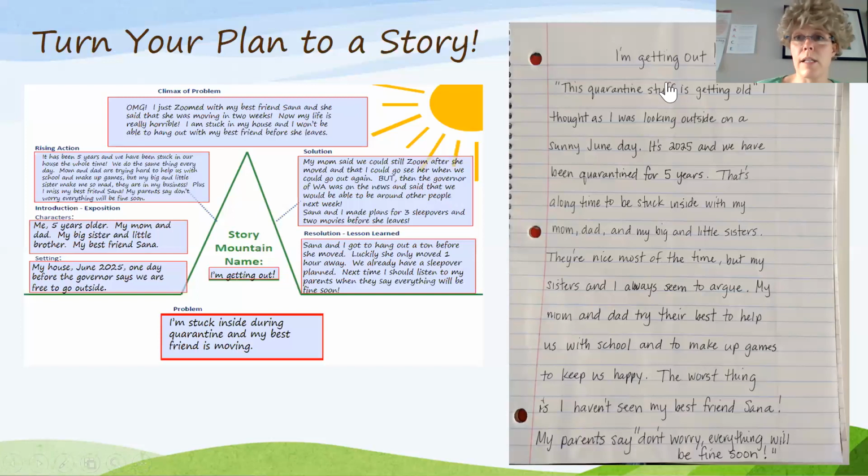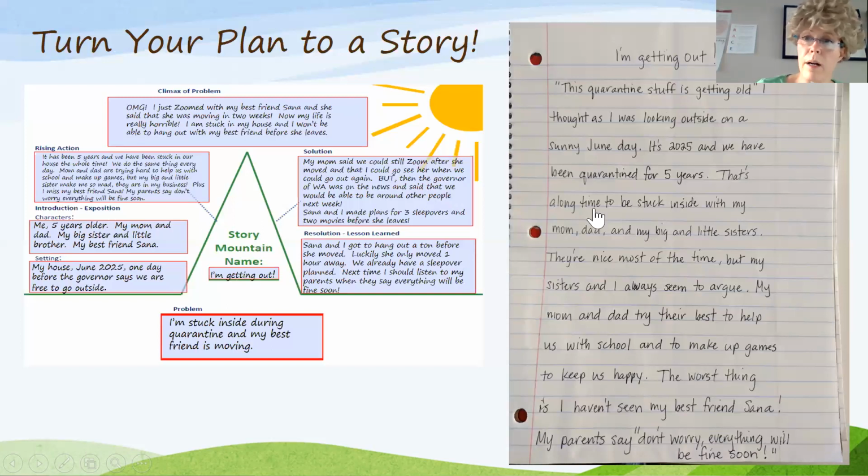"So this quarantine stuff is getting old," I thought, as I was looking outside on a sunny June day. Oh, there's part of my setting. It's 2025 and we have been quarantined for 5 years. Oh, that's part of my setting kind of too. That's a long time to be stuck inside with my mom, dad, my big and little sisters, or I changed it there. So that tells me who the characters are in my story.